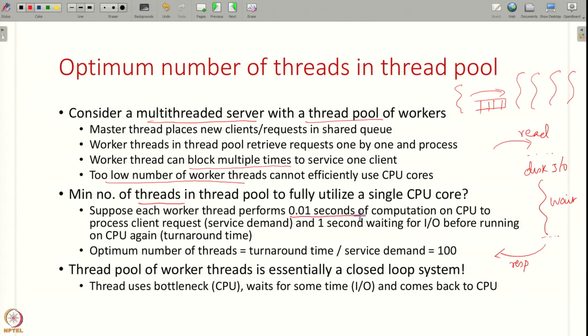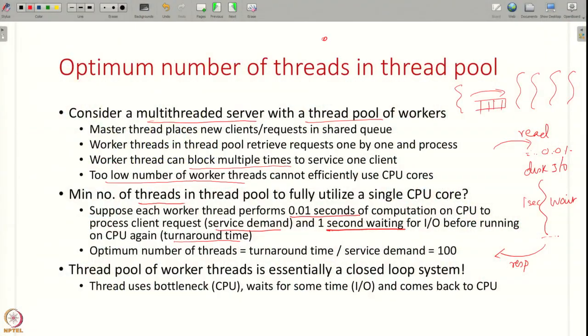Here is the intuition. Suppose each thread performs 0.01 seconds of work on the CPU, it does some computation on the CPU and then it waits for a long time, 1 second, and then again for the next request it will do 0.01 seconds here and then it will wait for 1 second here. So, this is how a thread in a thread pool behaves. Note that you can map this: 0.01 seconds is the service demand on the CPU and this 1 second is simply the turnaround time. The thread is working at the bottleneck resource, the CPU, for 0.01 seconds, then coming back again after 1 second, 0.01 seconds, come back again after 1 second.